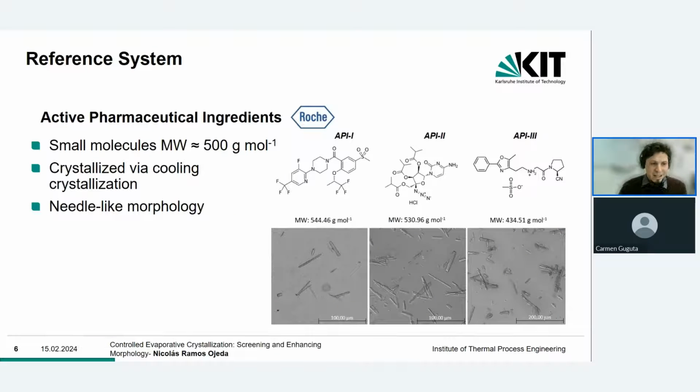As the saying goes, if it ain't broke, don't fix it. So the reference systems that I got were not perfectly isometric crystals. I got 3 different small-molecule APIs exhibiting a distinct needle-like morphology, as you can see here. The goal is to try to shift the morphology of these crystals to more equal-shaped crystals. The conditions that we know from their patents were not very specific. Those APIs were crystallized via cooling crystallization, and this is all the information that we can get.